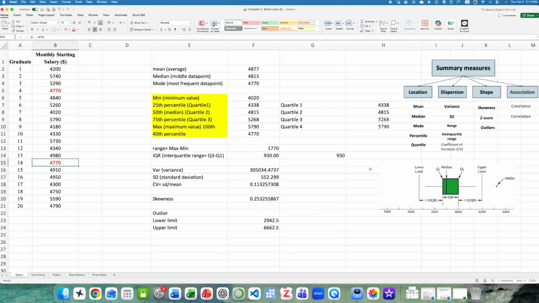Let me change this number to 10,000. 10,000 is definitely much more than $6,900, and you can see that the function identifies it as an outlier.